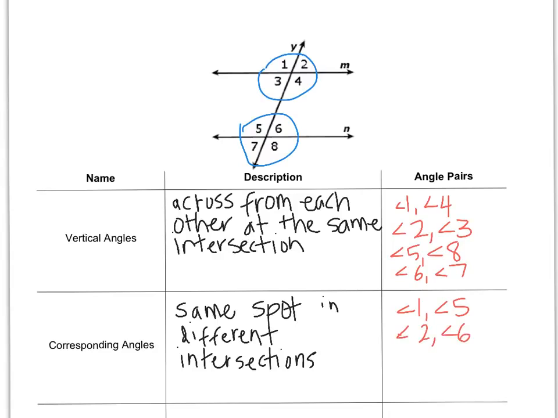Hopefully you're recognizing these now. Then we would have angles 3 and 7 because those are both in the bottom left. And then the last one would be angles 4 and 8 because they're both in the bottom right.